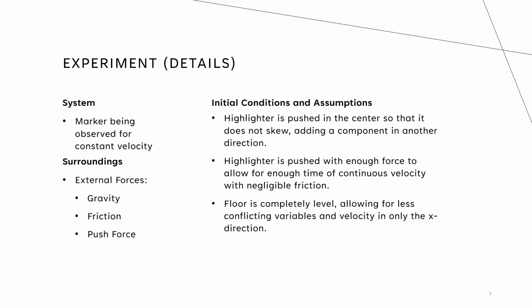Our experiment consists of pushing a marker and measuring the velocity at which it moves constantly, the marker being the system, and the surroundings being gravity, friction, and push force. For the initial conditions, we have to make sure that the highlighter is pushed in the center so that it doesn't add a y component to the velocity, and that it's pushed with enough force to allow for continuous velocity and negligible friction. For our assumption, we have to assume the floor is completely level so that the x component is the only component that really matters.